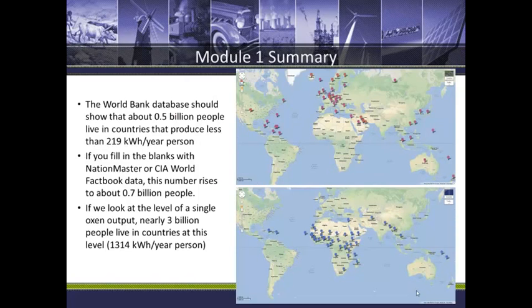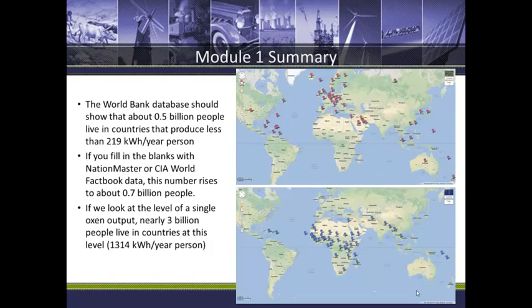So if we go in and look at those missing countries and know that some of them have a pretty good amount of population, and only choose the ones that have a good amount of population, like Mali and Afghanistan and countries like that. Uganda, I think, didn't have any data. And go to other sources like NationMaster or the CIA World Factbook, or there's a couple other databases out there I'm sure you found looking for this. Then that bottom number, that number that represents 219 kilowatt hours per year per person, will come up significantly from 500 million to about 0.7 billion by filling in the data blanks.